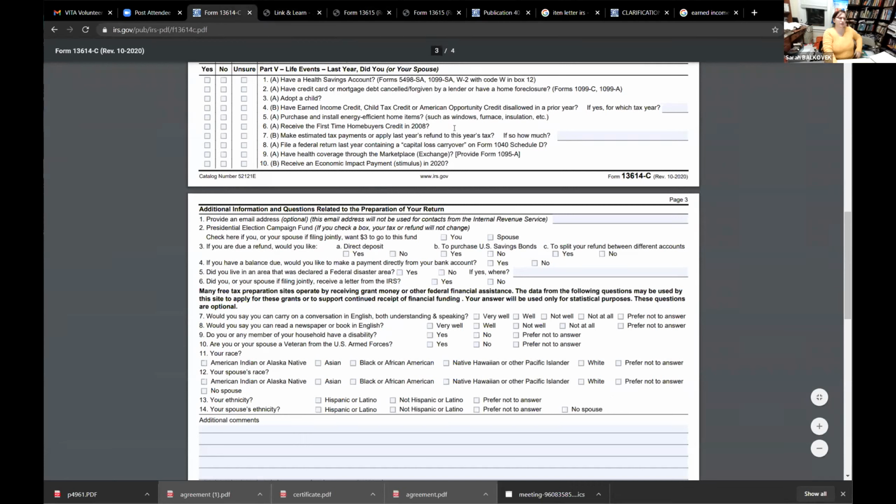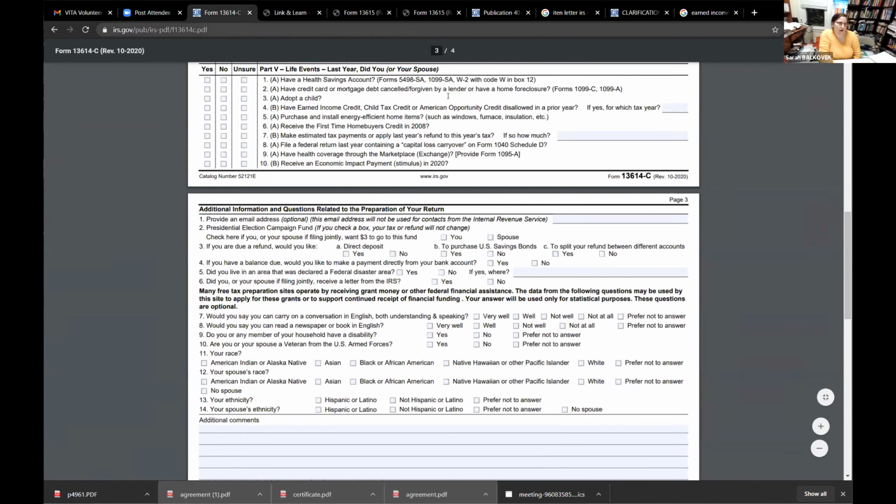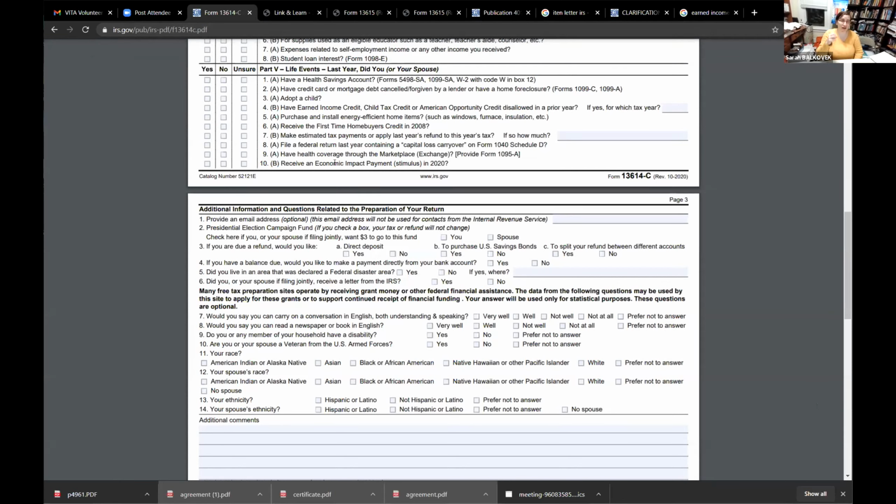Purchase and install energy efficient home items like windows, furnaces, insulation. They've become a little stingier with that sort of stuff. People will say, well, I got a new roof or something like that. A lot of that stuff doesn't count anymore. The big things that help are energy efficient windows, geothermal, or solar panels, but that stuff is a boatload of money, and generally we're not going to see as much of that. We did when I was very first starting, but they've really become kind of stringent with that stuff.